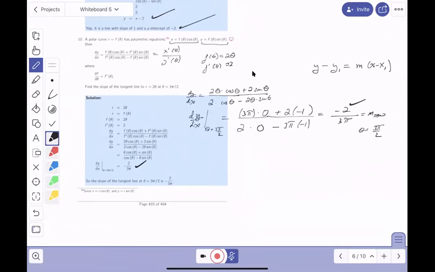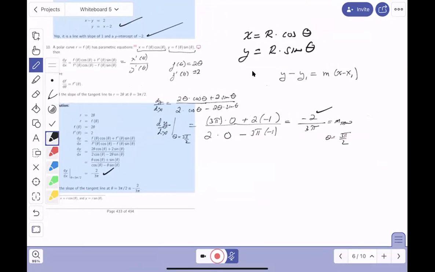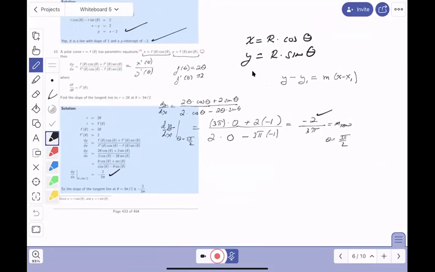x is going to equal r cosine of theta, and y is going to equal r times sine of theta. Well, you know what's nice about this problem over here? I know the angle. And what's the angle going to be? It's 3 pi over 2. So if it's 3 pi over 2, the cosine of 3 pi over 2 is going to be 0. So I don't care what r is.